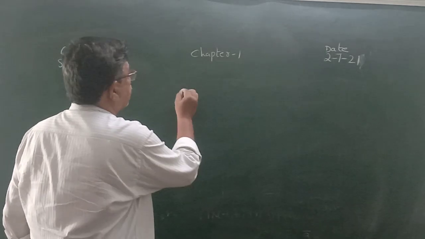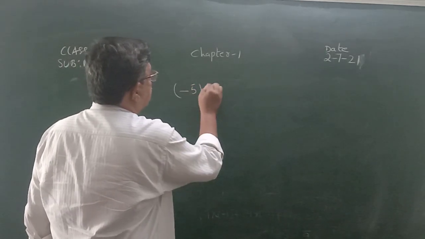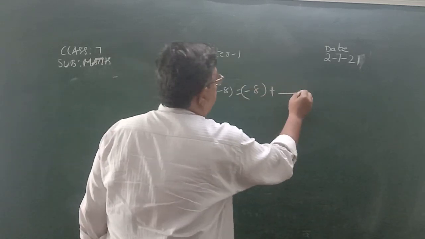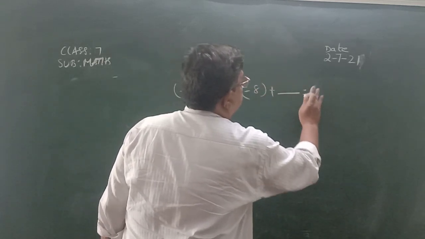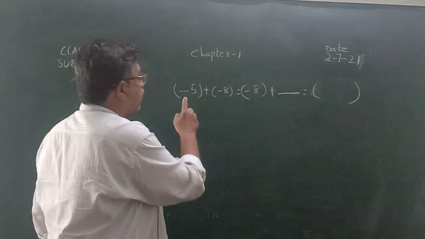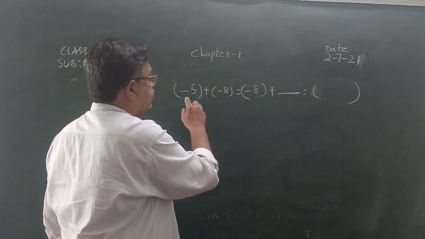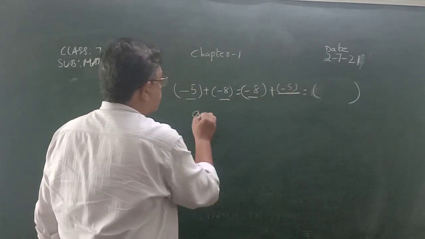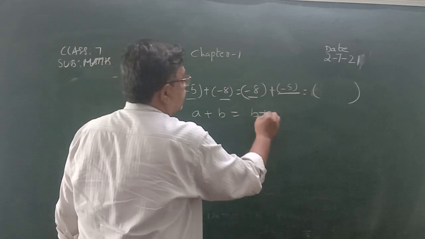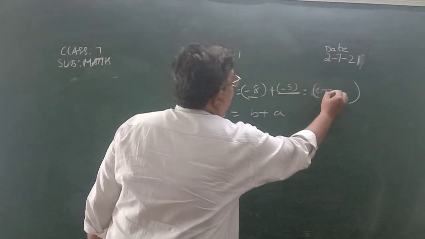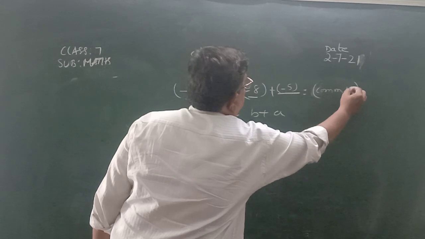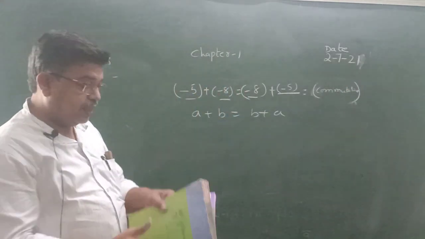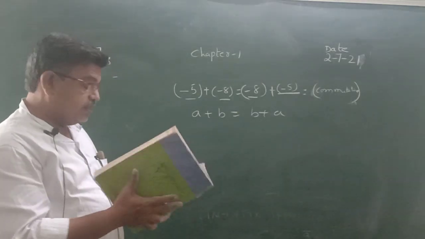What do we call this property? Minus 5 plus minus 8 is equal to minus 8 plus minus 5. Name the property also. A plus b is equal to b plus a. What do we call that property? Commutative. Commutative property under addition. So, integers have commutative property under addition. You can name the property against the given operation.